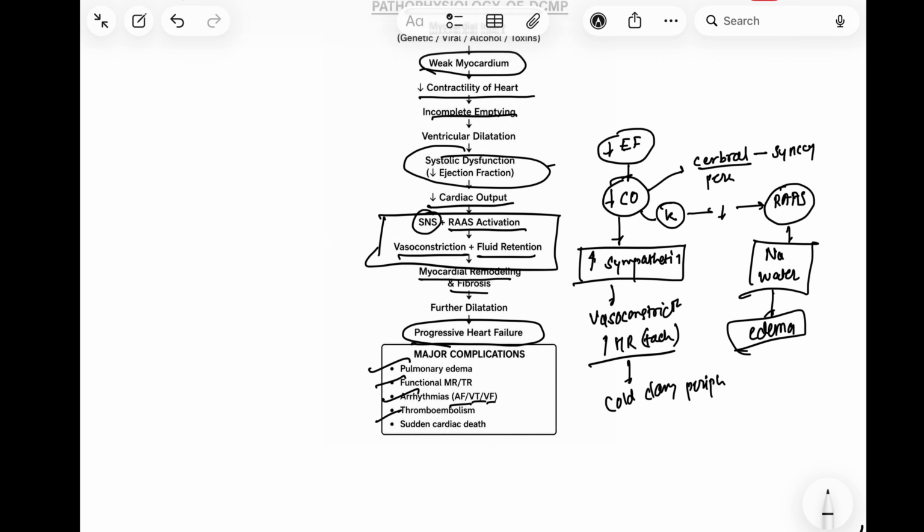The key difference between DCMP and HOCM is the basic pathology, right? There is hypertrophy in HOCM and there is dilatation in DCMP. The systolic dysfunction is present in both of them, and the basic pathophysiological clinical cascade is almost the same, which results in systolic and diastolic dysfunction, right?